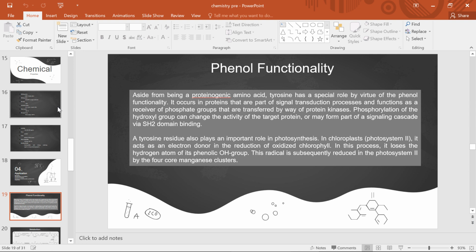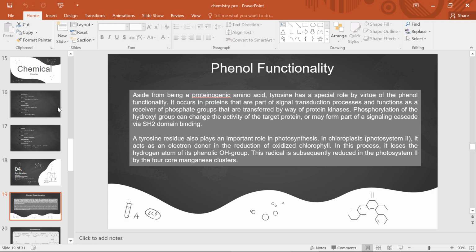Aside from being a proteinogenic amino acid, tyrosine has a specific role by virtue of the phenol functionality. It occurs in proteins that are part of signal transduction processes and functions as a receiver of phosphate groups that are transferred by protein kinases. Protein kinases are enzymatic processes. Phosphorylation of the hydroxyl group can change the activity of the target protein or may form part of the signaling cascade via SH2 domain binding.